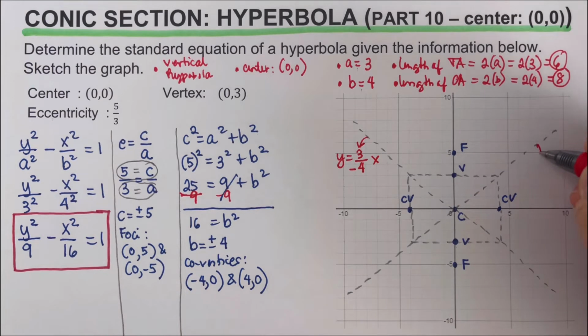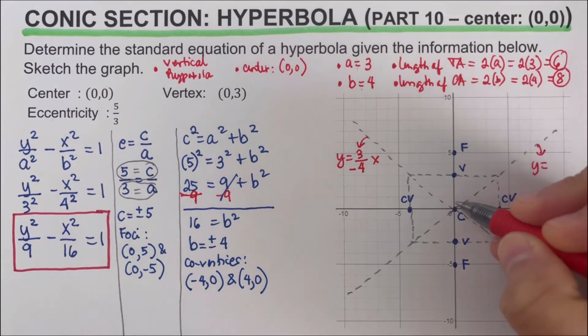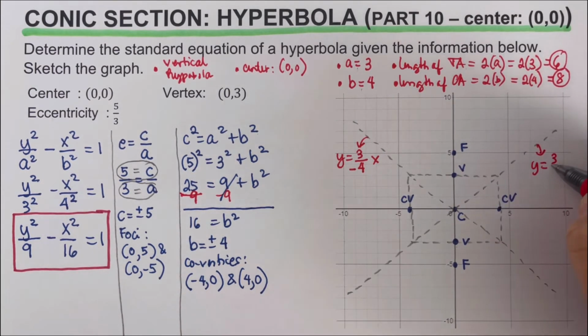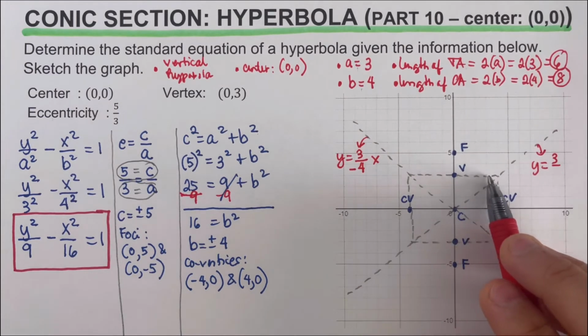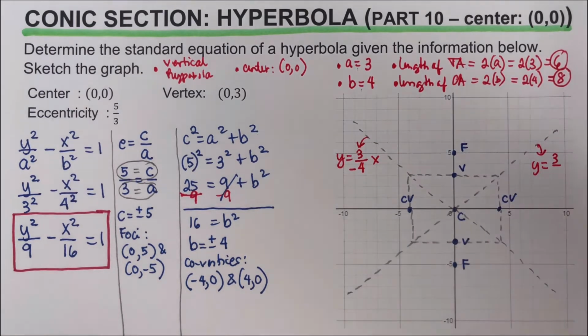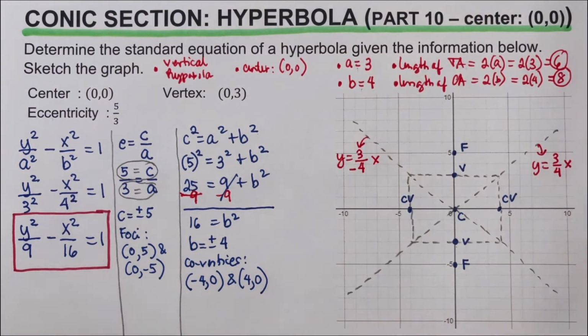Well, the other one right here, I go up 3, 1, 2, 3. And then I go to the right, 1, 2, 3, 4 to get to the corner of the rectangle. And that's positive because I went to the right. So this is the equation of the asymptote with a positive slope. And so we're now ready to sketch the graph of this hyperbola.